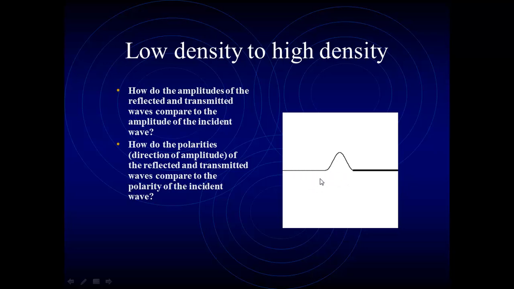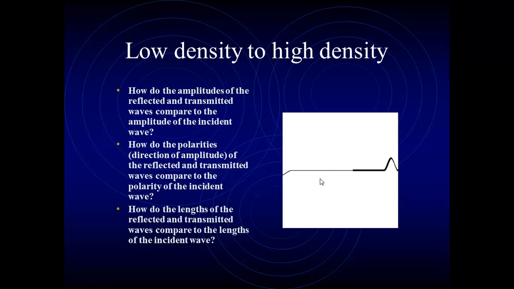Okay, look at the wavelengths next. Again, the reflected pulse is what comes back. The transmitted pulse is what goes forward. On the transmitted pulse, can you see that the wavelength decreased? Looking at the incident pulse and the reflected pulse, the wavelength actually stays the same.